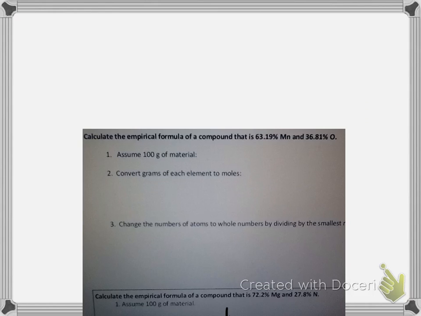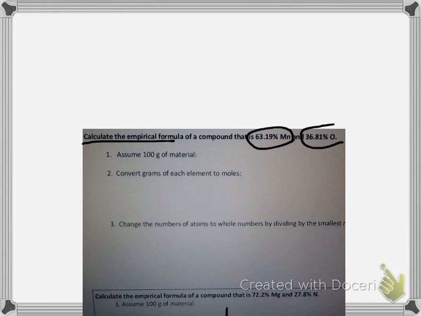Okay, so let's read this problem. We're going to have to calculate an empirical formula. It says calculate the empirical formula of a compound that has 63.19% manganese and 36.81% oxygen. So calculate the empirical formula. An empirical formula is the simplest whole number ratio of elements in a compound.